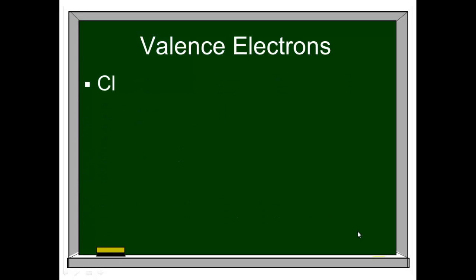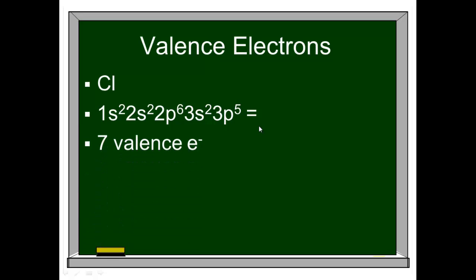Let's do another example. Here's chlorine. If you look at your periodic table, you'll see that chlorine has 17 electrons. So let's do the electron configuration. 1s2, 2s2, 2p6, now we're up to 10, we need 7 more, 3s2, 3p5. And again, look for the highest energy level. We have a 1 and a 2 and a 3. 3 is the highest, so we add up the electrons that are in the 3. There's 2 plus 5 makes 7 valence electrons.